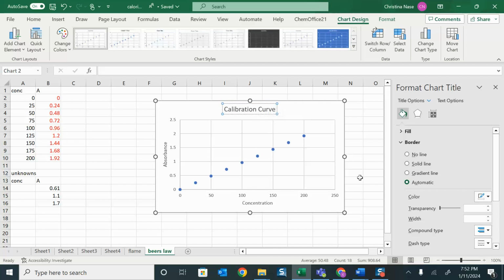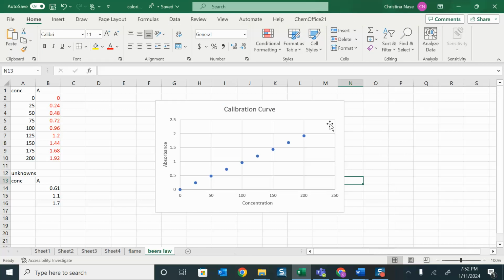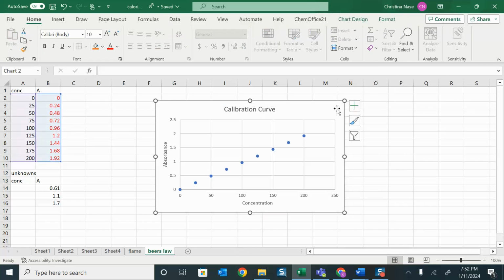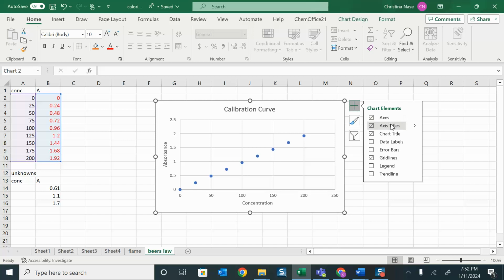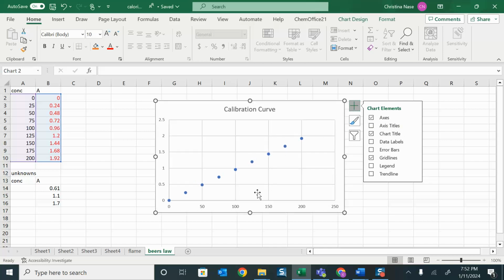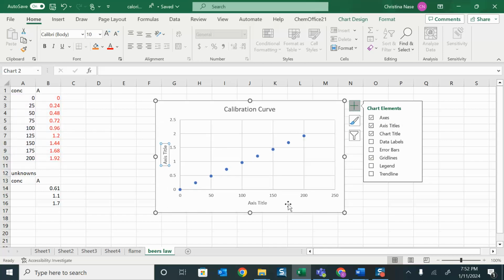So how did I get there? Let's go back one more. When I click on this graph over here, I have the plus sign, and then I go over to titles, and then you can add those titles. Of course, now I have to do it again.